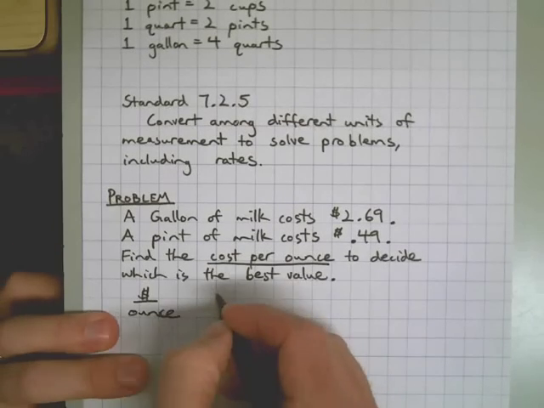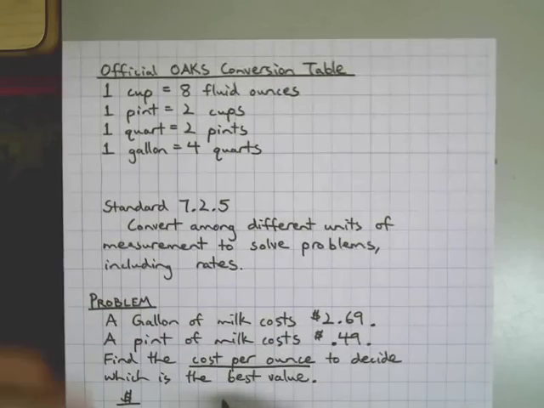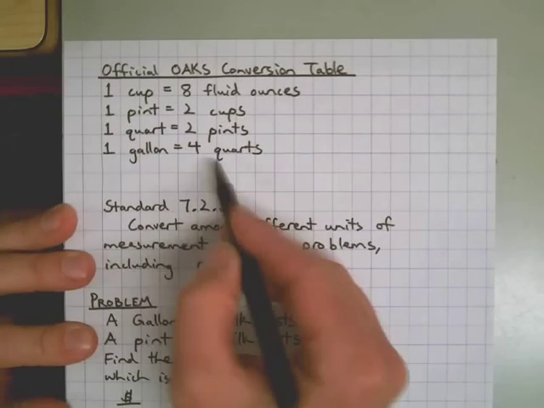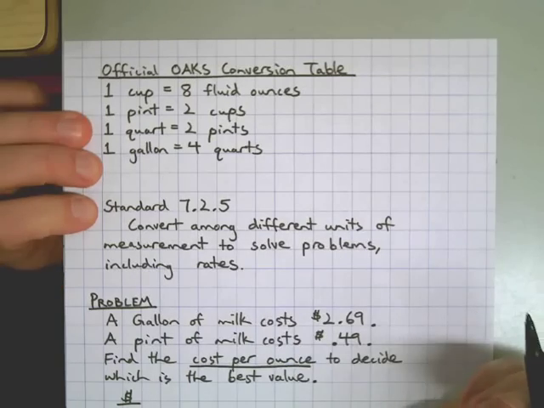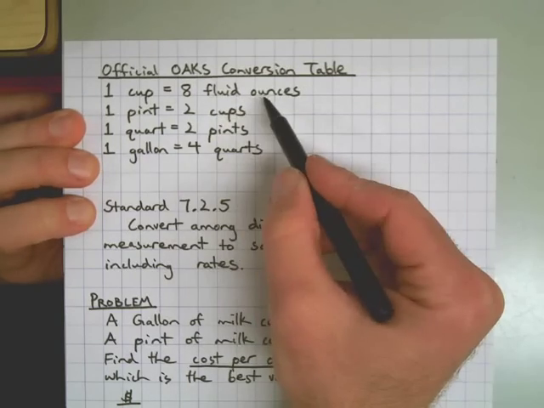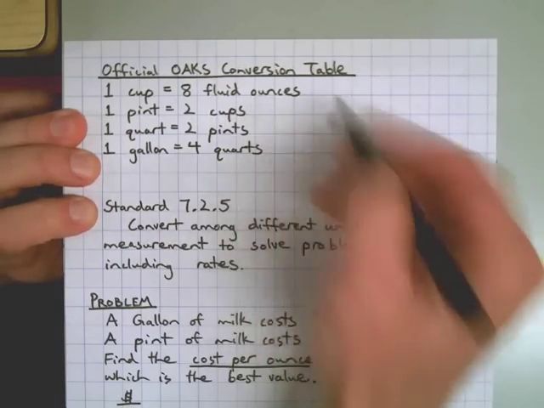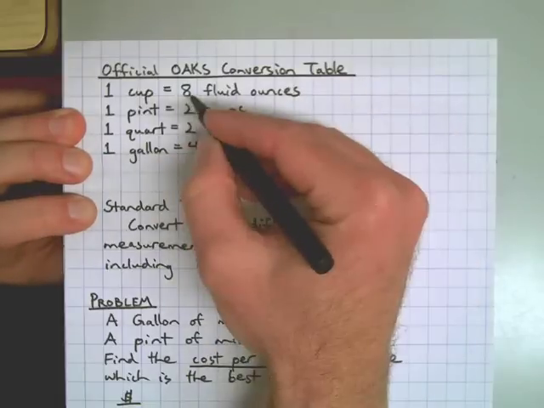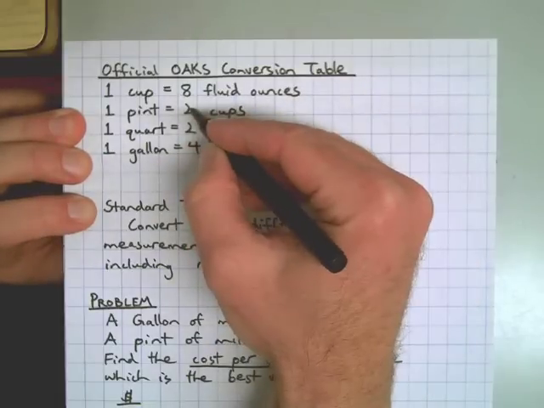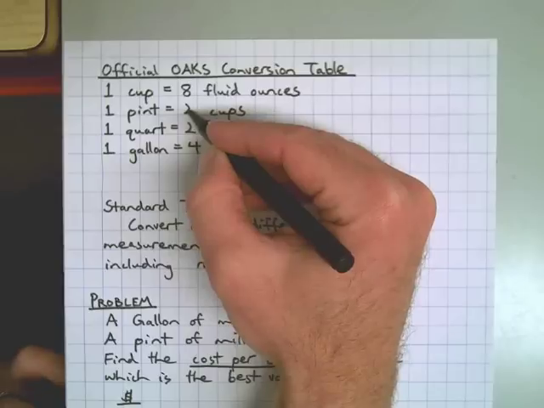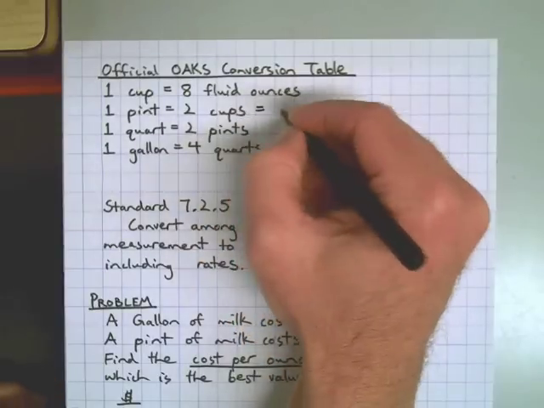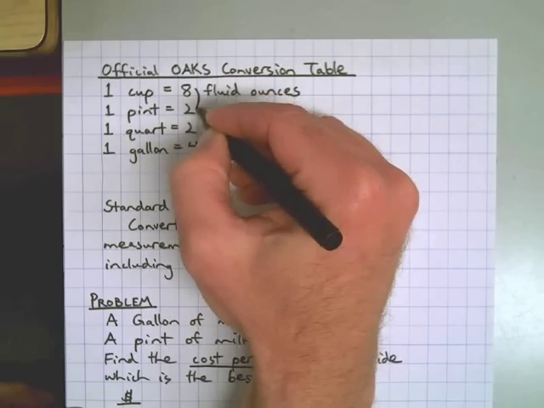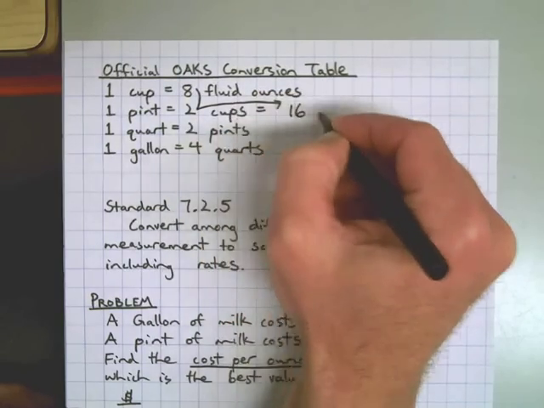Okay, ounces in a gallon. How many are there? Well, if we go up to our conversion table, we don't know. We only know that 4 quarts are in a gallon. We want to know how many ounces. The only thing on our table that tells us ounces is a cup. So if 1 cup is 8 ounces, and there are 2 cups in a pint, that still doesn't tell us how many ounces are in a gallon, but it does tell us there are 8 times 2, or 16 ounces in a pint.